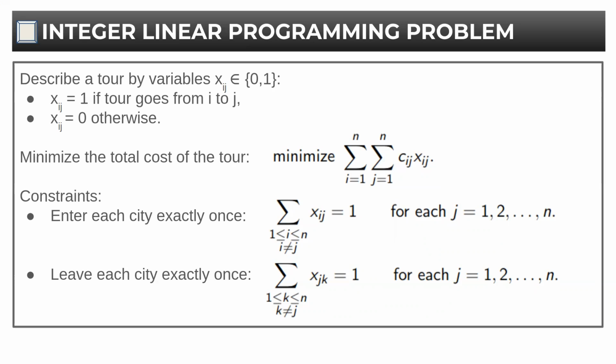The objective function is to minimize the total cost of the tour, which can be written as the double summation of c_ij x_ij, where c_ij is the cost of taking the path from i to j and x_ij represents whether the path is being taken or not. Constraints: enter each city exactly once, which can be written as summation over i of x_ij equals 1, and the other constraint: leave each city exactly once, summation over k of x_jk equals 1.